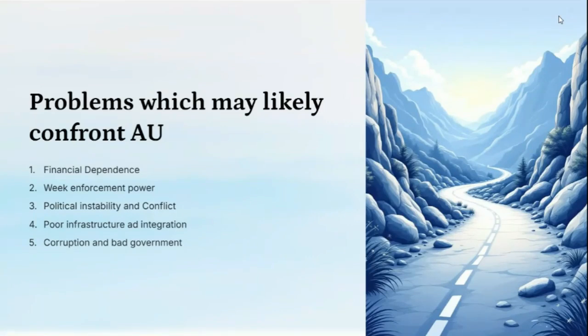Then weak enforcement power, there's no strong enforcement power. Then political instability and conflict, poor infrastructure and integration, corruption and bad government. All these are self-explanatory. In most African countries, the government is not even promoting anything. There's corruption everywhere, poor infrastructure, no good roads, economic recession, political instability and conflict. These are the problems that confront the AU.